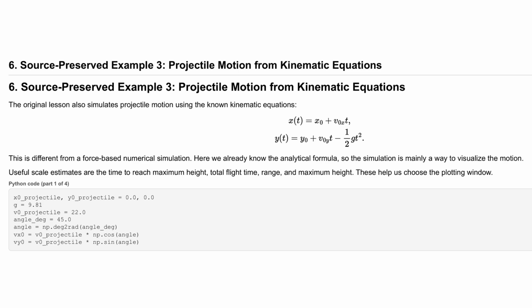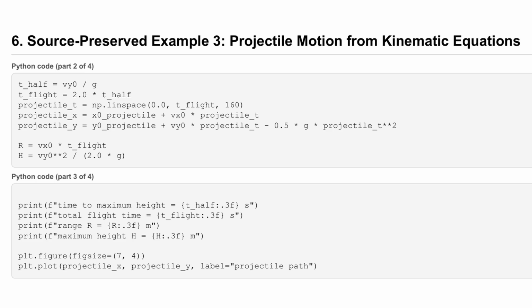We initialize our starting coordinates at the origin and set a launch velocity at a 45-degree angle. Next, we calculate key physical scale estimates, including the time to maximum height, total flight time, horizontal range, and peak vertical clearance. These mathematical scales are immediately used to construct an appropriate time vector and compute our coordinate trajectories. We then set up a plot to map out the complete trajectory path of our projectile.